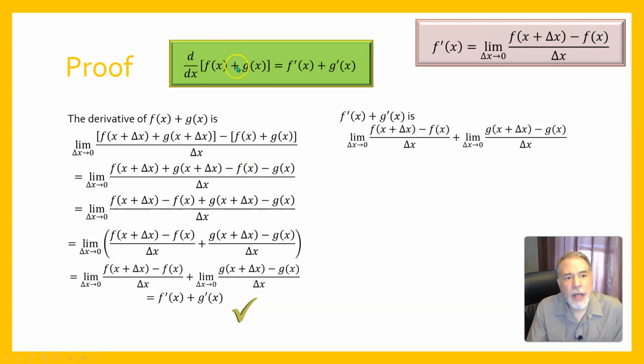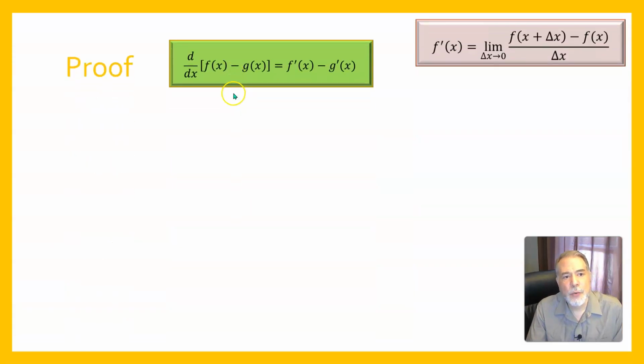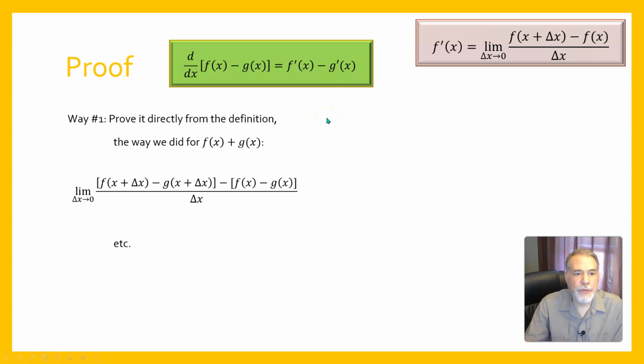Now that was for the sum. What about for the difference? What about the rule that says the derivative of f minus g is the derivative of f minus the derivative of g? Well, one way to prove that would be pretty much the same thing we just did, only with minuses here and here instead of pluses. Just do it directly from the definition. I'm not going to show you all the details, but it works out pretty much like what we just saw when we were doing the sum.